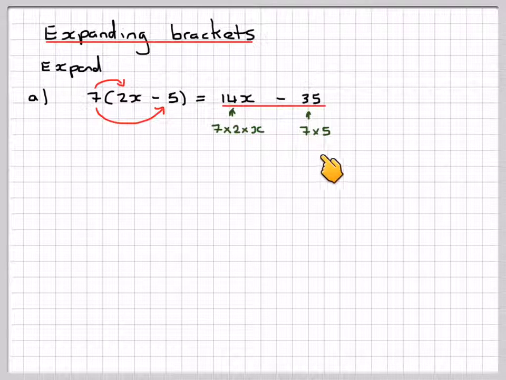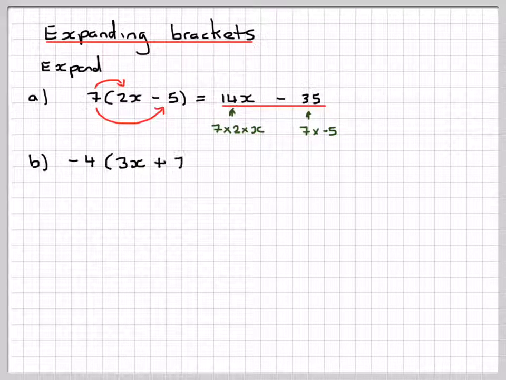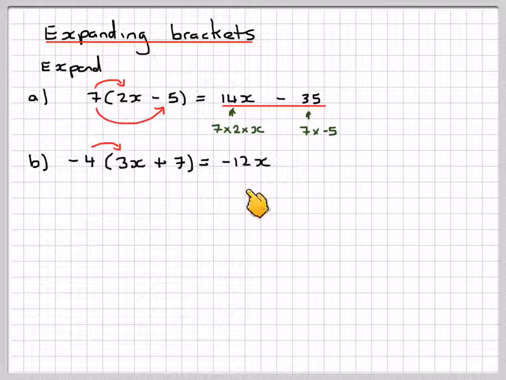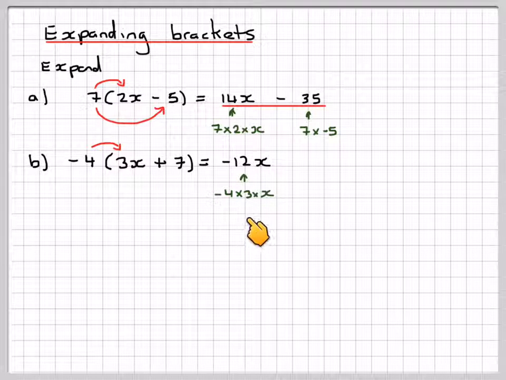Underneath we're just going to write 7 times minus 5. Let's look at another one. B. Minus 4 brackets 3x plus 7. So first of all I'm going to do minus 4 times 3x, which gives me minus 12x. Underneath I'm going to write down minus 4 times 3 times x.